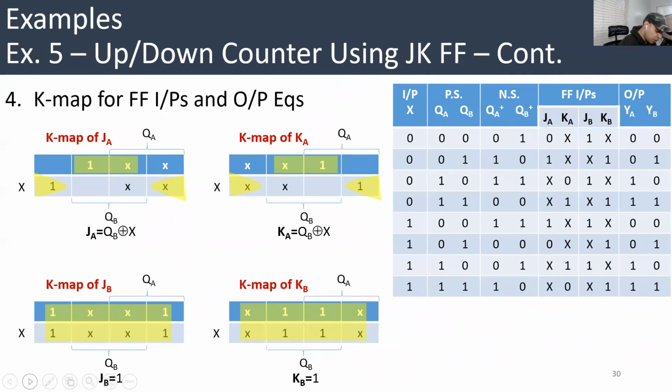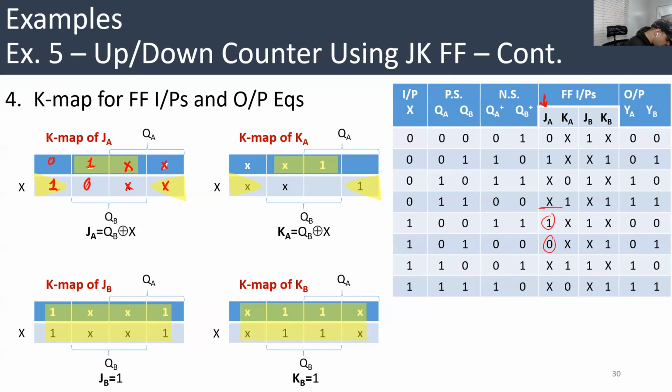Okay, so here are the 4 Karnaugh maps. Let's do just one of them to refresh our minds. So let's, for example, do JA here, 0, 1, XX. So 0, 1, XX. And then we have 1, 0, 1, 0, XX again. So it's exactly what we have, and the rest, of course, is the same. This is the correct solution.